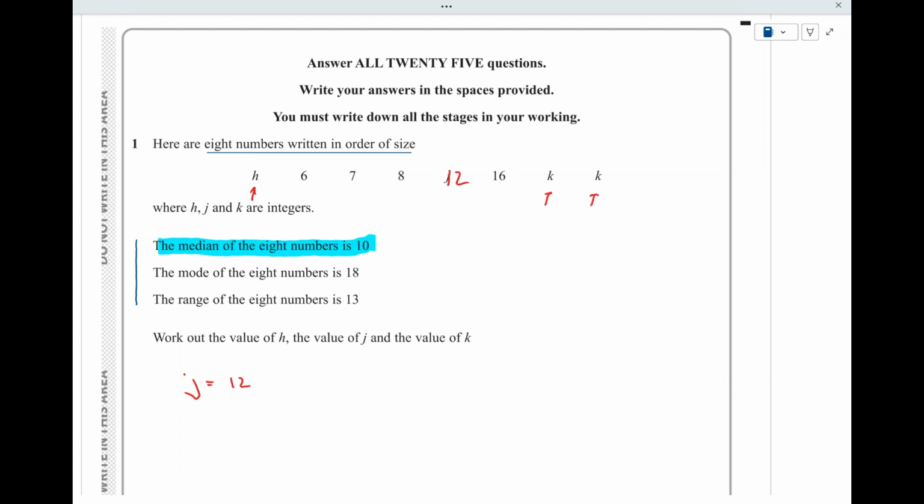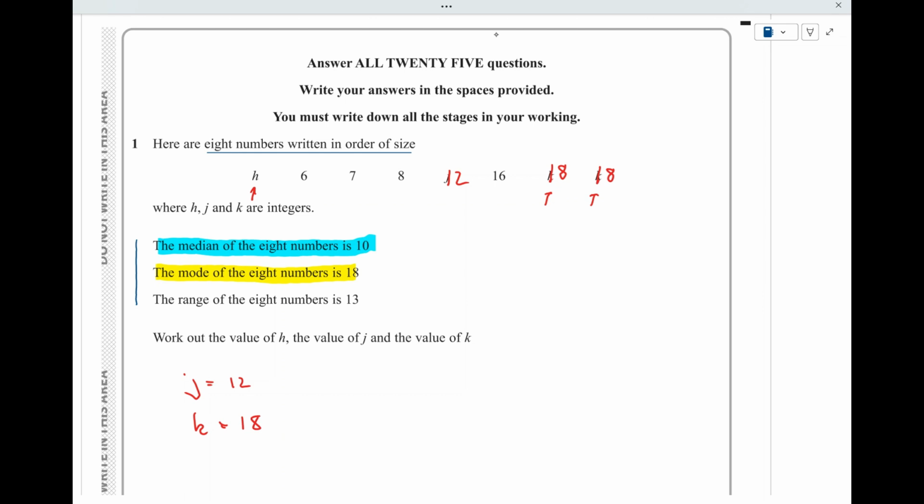Let's have a look at the next clue here. The mode of the 8 numbers is 18, so there must be more 18s than any other number. So in fact, K must be equal to 18, mustn't it? Because then there are 2 18s, which is more than any other number.